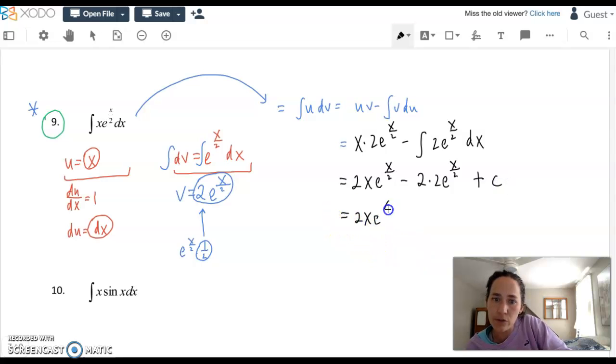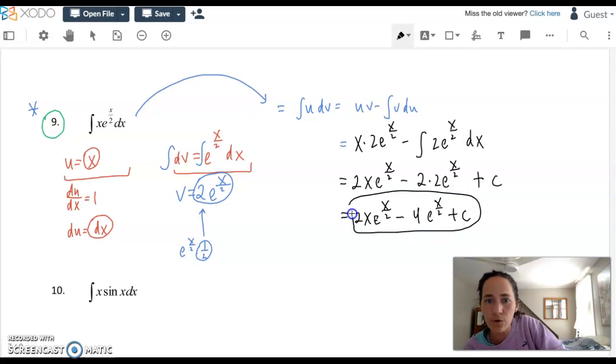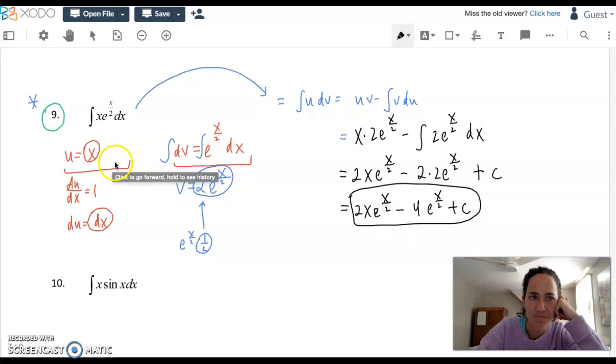So check this one by deriving, but it's going to look something like this. Sorry for the handwriting as always. 2x e to the x over 2 minus 4 e to the x over 2 plus c.